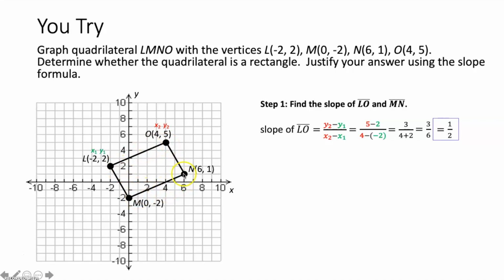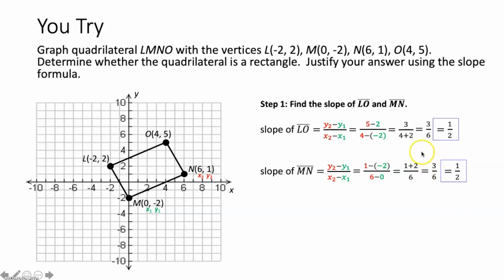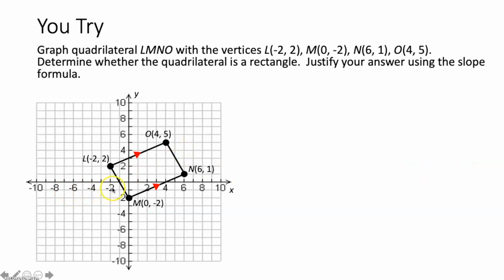Let's make sure we get the same thing for the opposite side, segment MN. To find the slope here, we choose one of these points to be x sub 1, y sub 1, the other one to be x sub 2, y sub 2. Plug in the coordinates to their corresponding spot in the slope formula, and you simplify. 1 minus negative 2 is the same thing as 1 plus 2, and then 6 minus 0 is 6. 1 plus 2 is 3. 3 over 6 is 1/2. So we know that both of these opposite sides must be parallel to each other because they have the same slope. Let's also check the other pair of opposite sides, segment LM and segment ON.